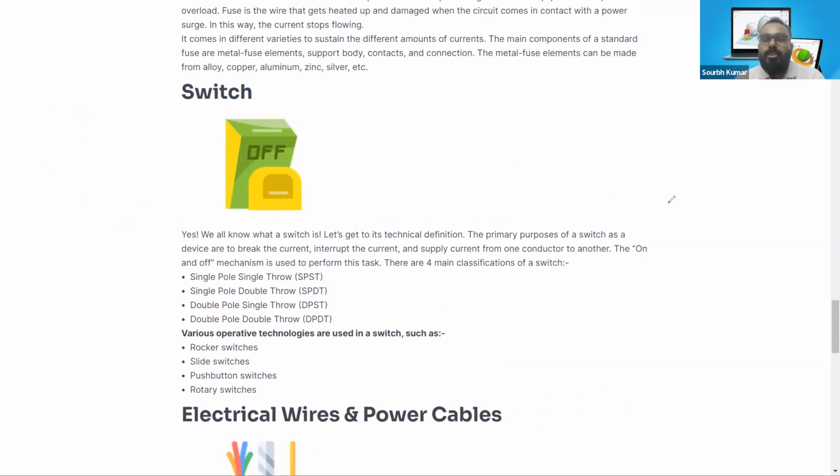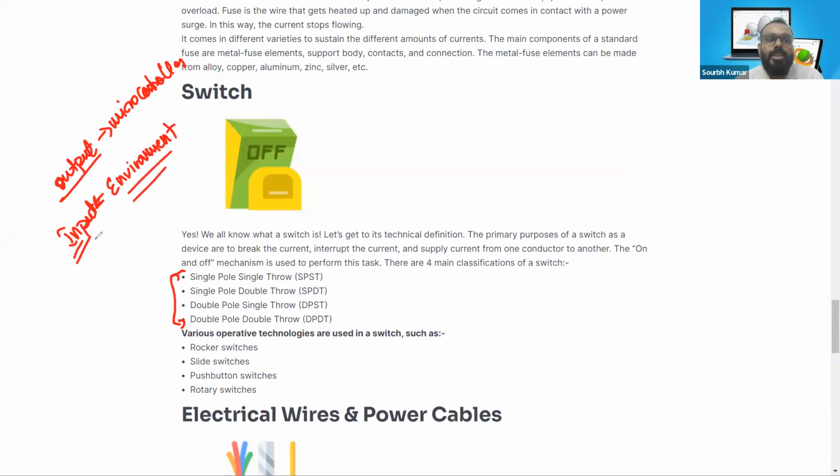That's correct, sir. After the fuse, what we do have is the switch, and switches are mainly responsible for giving input to the microcontroller from the environment, right? This is the method where a human, any person, or any automated process can provide the input to the microcontroller through the application.